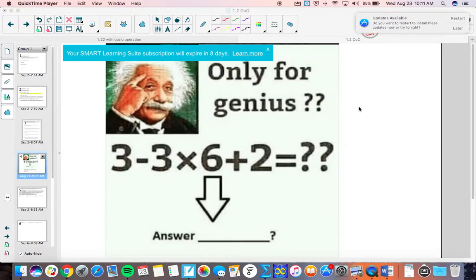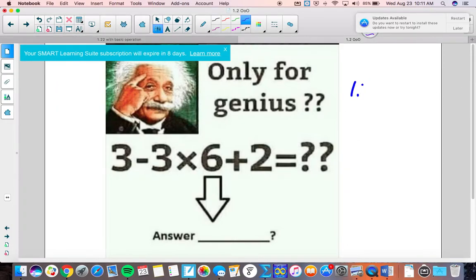Today we're working on order of operations. I saw this on Facebook a while ago. What we're doing is the order of operations. This problem I saw a while ago, and I think we're all going to be able to do this correctly.